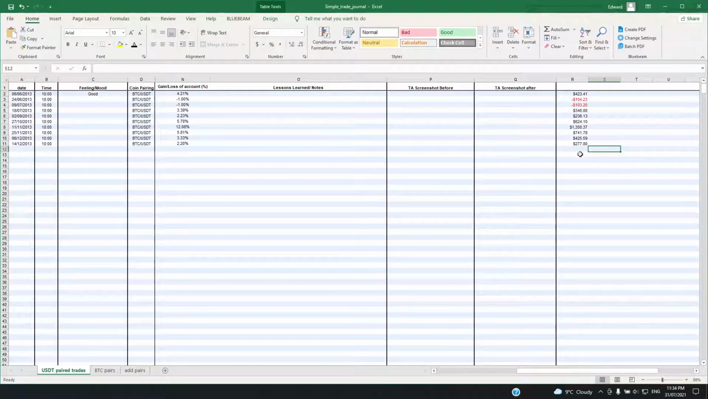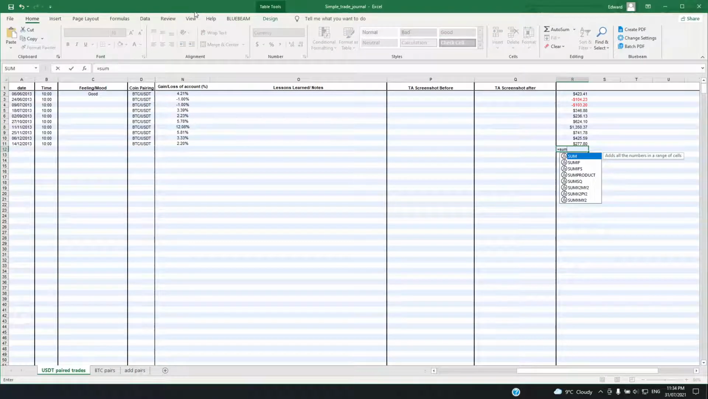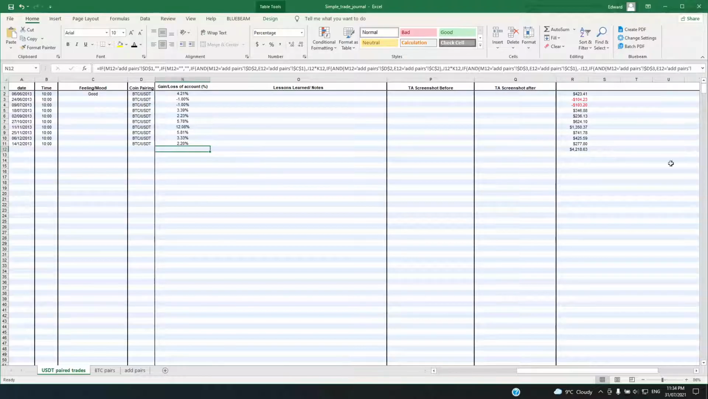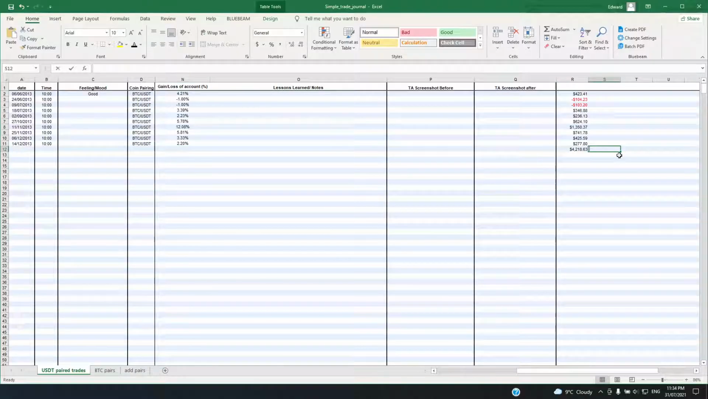Okay, so if we do, we've got total profit of 4,200. So 37% in 10 trades. And an 80% win rate, 80% win rate.